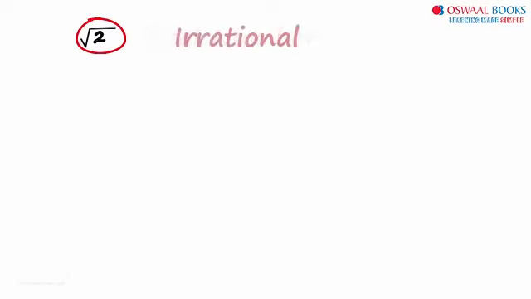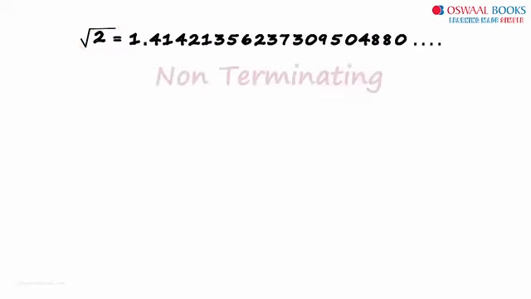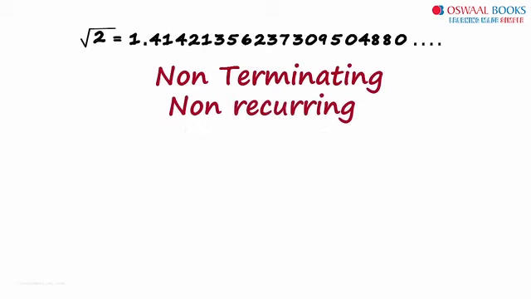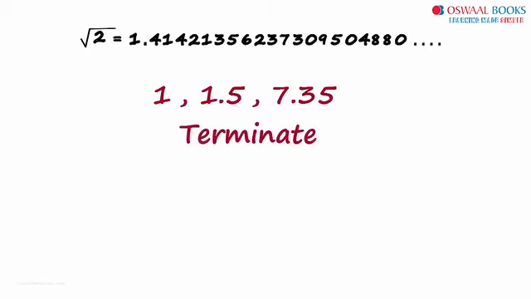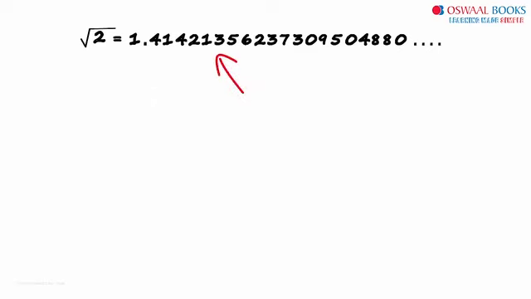We know that any number that can be plotted on the number line is a real number. Consider root 2. This is a real number which is irrational and it approximately equals this value. It's non-terminating and non-recurring. It's easy to plot a number like 1 or 1.5 or 7.35 since they terminate. But how do we plot this real number?